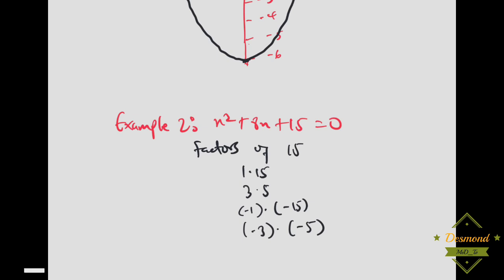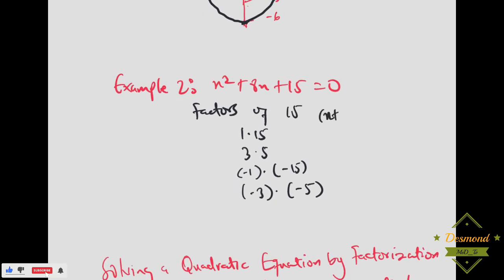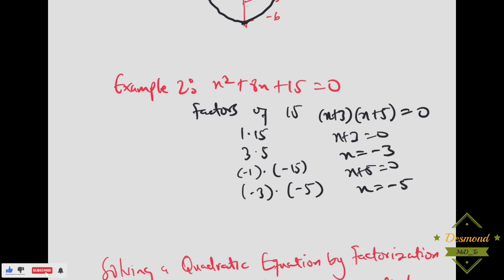Then we write the factors and set each factor equal to 0. So we get x plus 3, x plus 5 equal to 0, right? We have x plus 3 equals 0, where x is negative 3, then x plus 5 equals 0, where x is negative 5. Very simple to do. So therefore, the solutions are negative 3 and negative 5.